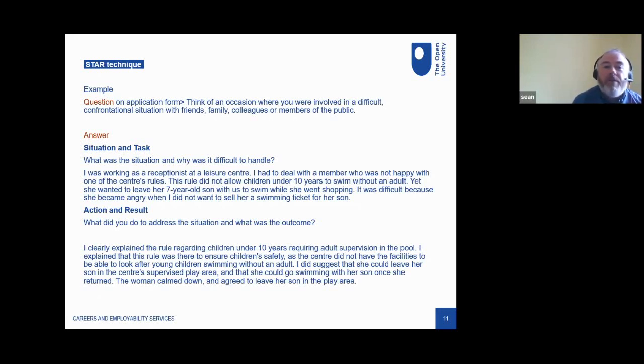If you frame your answers to questions on the application form using that STAR technique, it makes it much easier for you to formulate and outline exactly what the skills are that you have. In this one, it was dealing with confrontation, or you could be problem solving or using your initiative, etc.